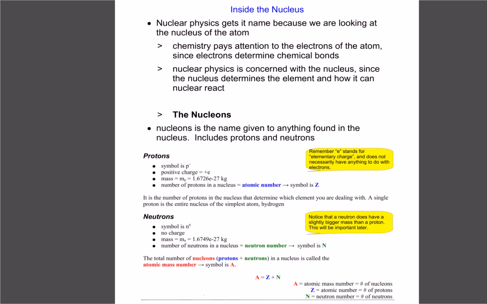So first thing we'll do is make sure we know what the nucleus is made of. We call them nucleons, so it's basically anything inside the nucleus, which is basically protons and neutrons. So remember, a proton is positive, so we write it as P plus, and we know it's the same charge as an electron, so it's a positive elementary charge, so positive 1.6 times 10 to the negative 19.